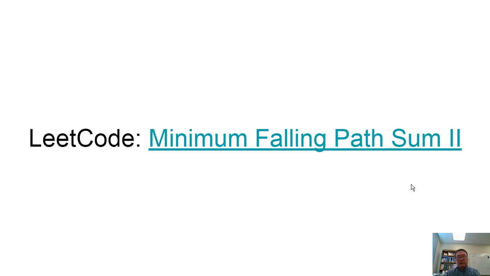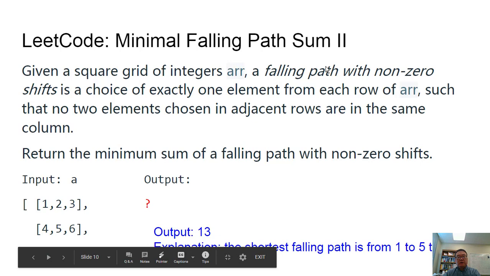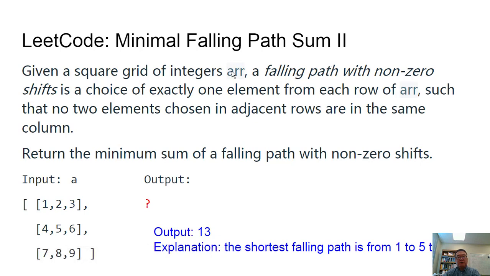Now let's look at the next example, minimum falling path sum 2. There is another question called the minimum falling path sum, which is easier than this one, so I encourage you to do that yourself. In this problem, we are given a grid of integers, and a falling path is one where we go from the top row to the bottom row, and we pick one element from each row.